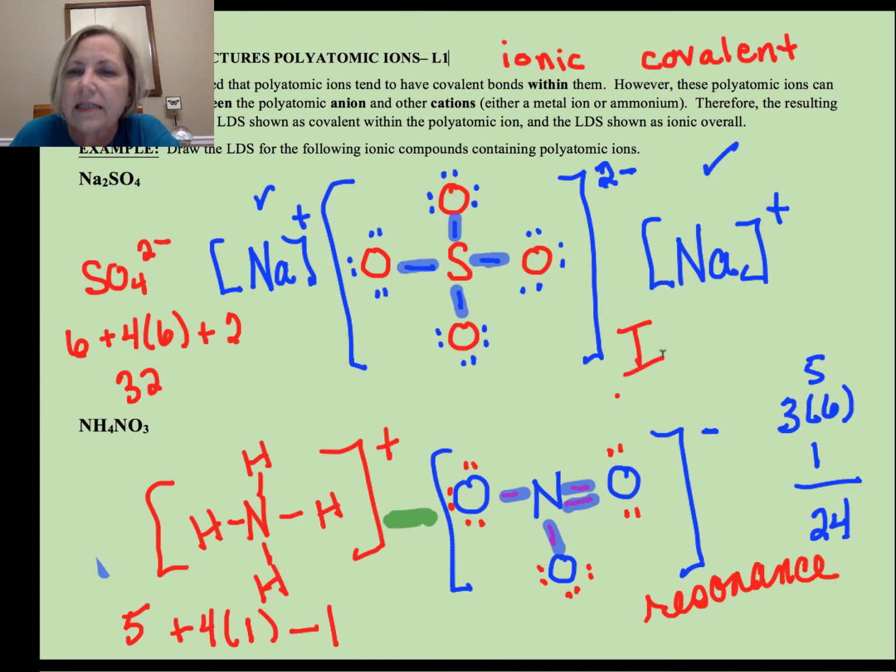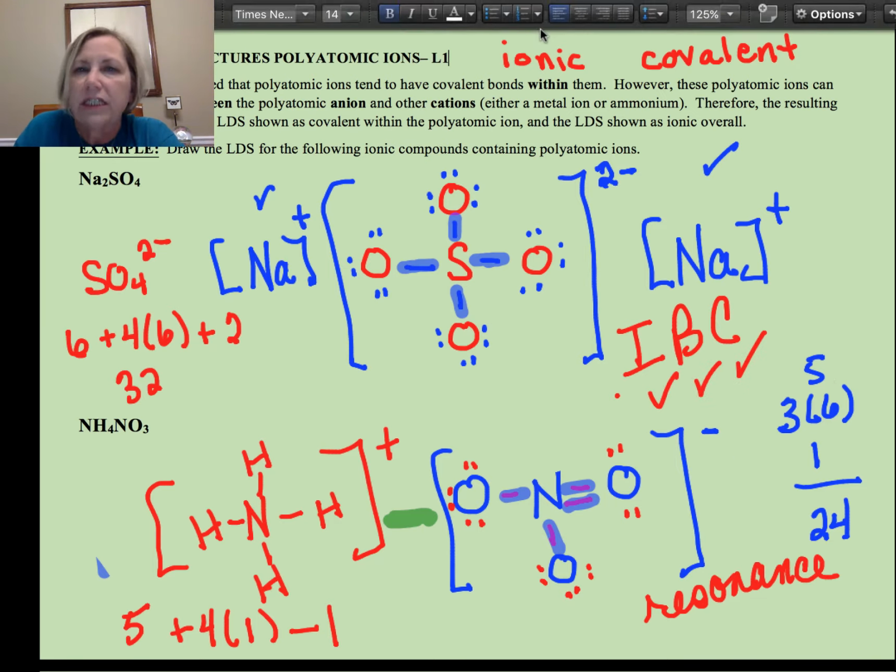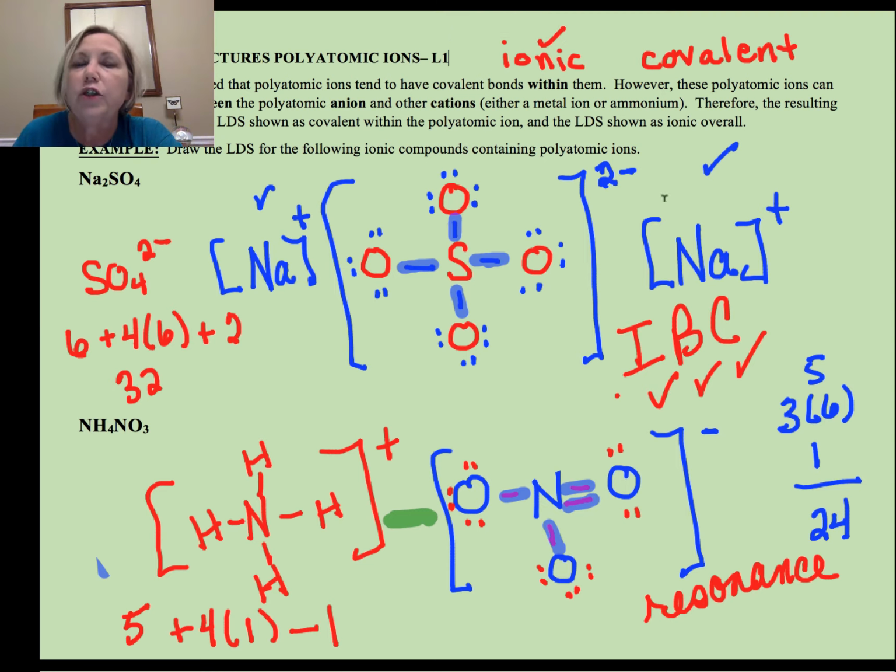Remember for ionics, IBC root beer, ionic bracket charges. Okay, and point out, we're dealing with both ionic bonds between a polyatomic and a cation or another anion, but covalent within your polyatomic ion. Hope you can wrap your mind around that.